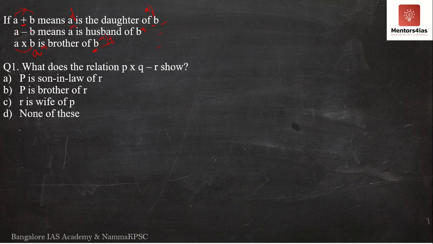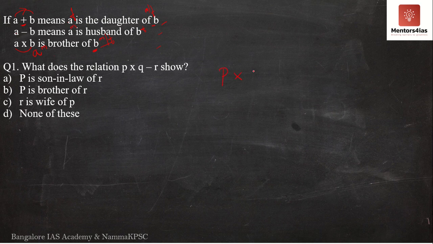So it is based on these relationships that you must determine how P, Q and R are related to each other. Let us solve the first question. The first relationship is between P and Q. So what do I have here?